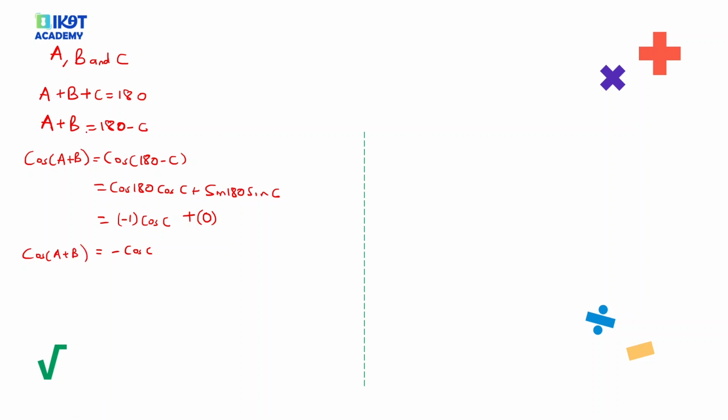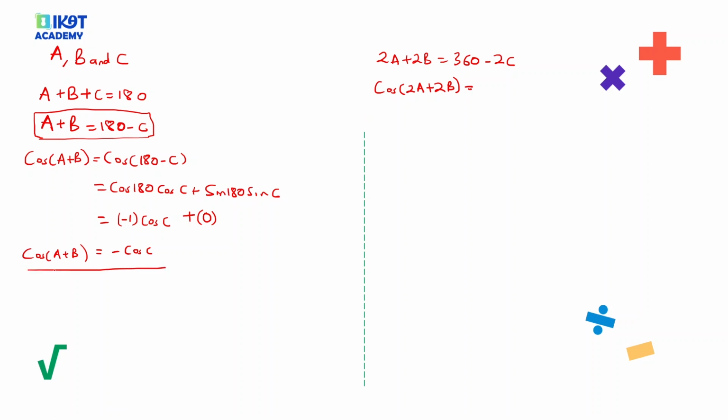But for some questions we shall be required to have 2a, like maybe 2a plus 2b. In that case, just get this expression here and multiply it by 2. So we have 2a plus 2b is equal to 360 minus 2c. Then we still do the same thing, cos of 2a plus 2b. I don't know why it's commonly cos, but you can even do it for sine, because it's just understanding what we're doing.